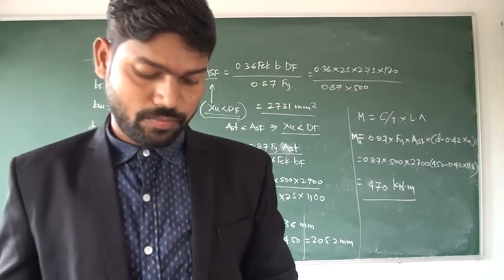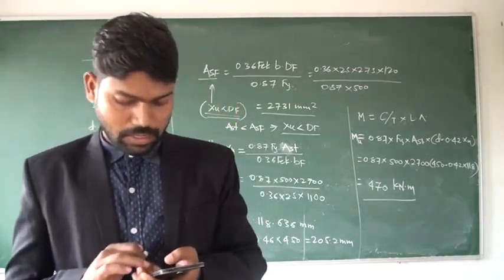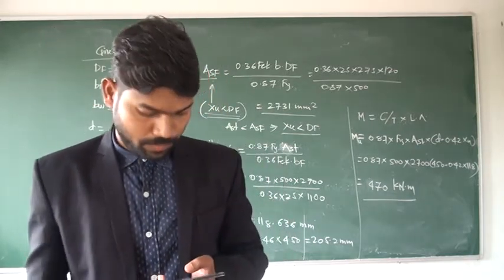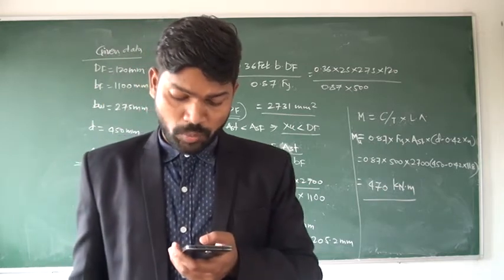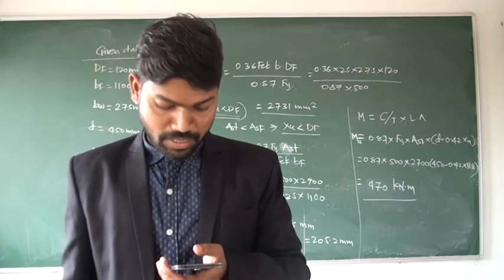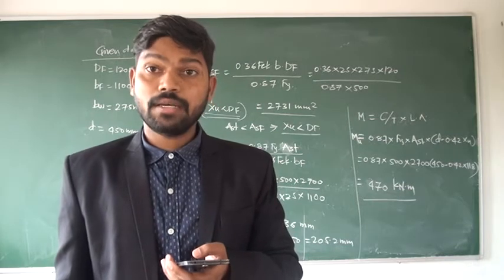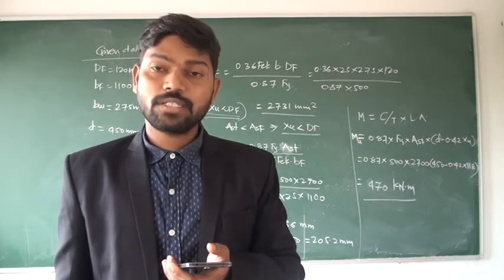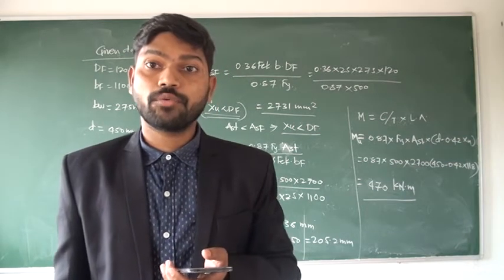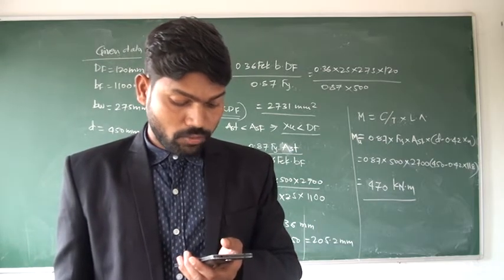Now we will try to solve some slightly more complicated examples. I will read the second numerical, just note it down, then we will solve. Find the moment of resistance of a T-beam with the following data. BF is 1500 mm, BW is 300, D is 600 mm, DF is 100 mm, AST is 4500 mm square, M20 concrete and Fe 415 grade steel. Now we have to find out the MU.